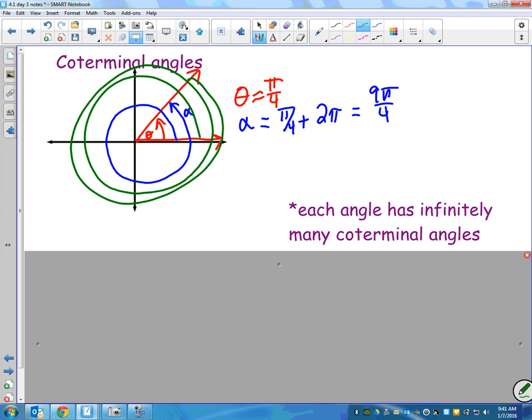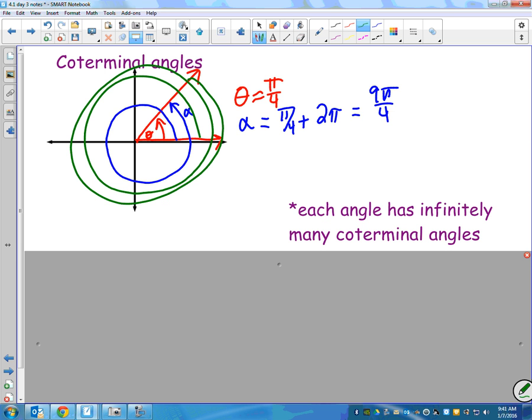So a common question that shows up in books all the time is, give me 2 coterminal angles. Or give me 1 positive and 1 negative coterminal angle. And usually for me, I go plus 2 pi, minus 2 pi. But if you really want to make my life hard, you can add lots of pi, right? Any multiple of 2 pi, and that's still a coterminal angle.